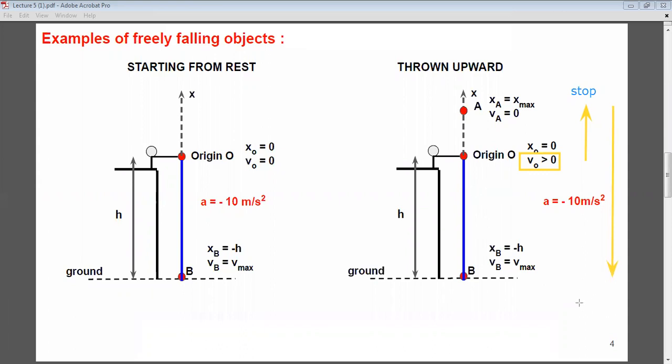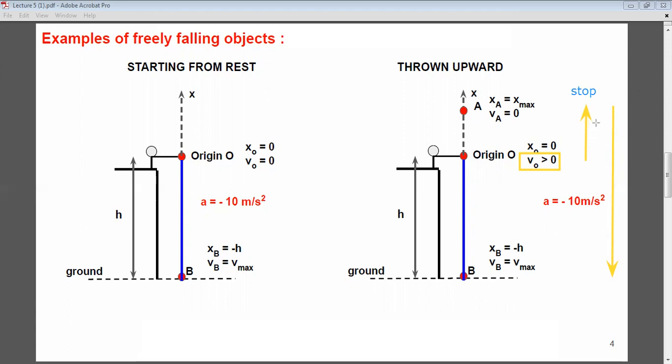So let's imagine the situation again. I'm on the top of a building. I carry a ball and I hit it upward with a positive velocity. The ball will go up, up, up until it stops. And then it goes down, and the speed will be increasing, increasing, until it hits the ground again with VB equal Vmax.